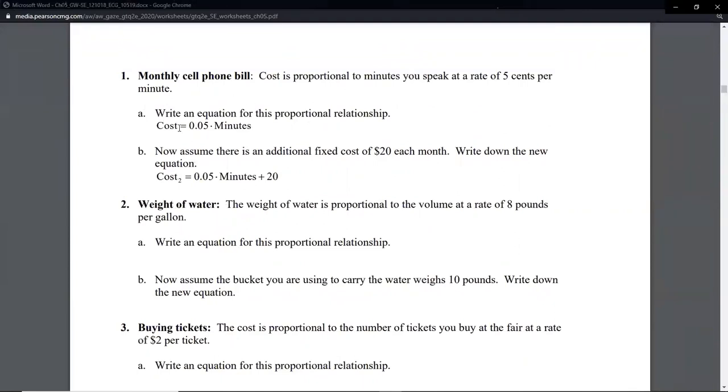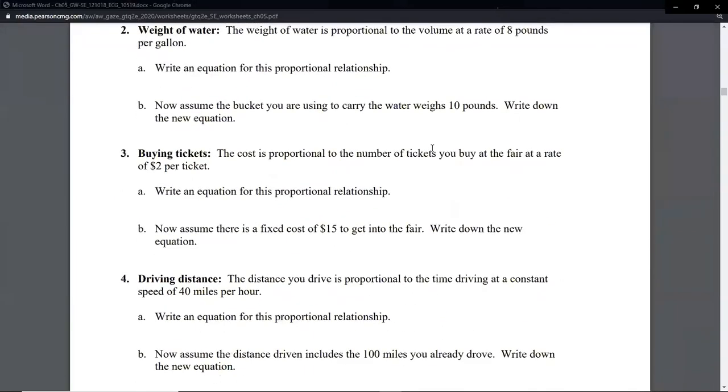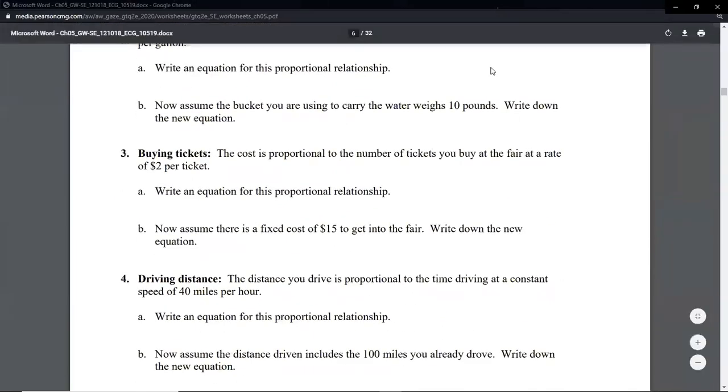For part A, we're only going to write the proportional part, which is only the variable amount. So this is not including the fixed amount. The cost is the 5 cents times the number of minutes. But then for part B, we add in the fixed amount for whatever the problem was. So that's what we'll be doing for questions 2, 3, and 4. Can I get all these on the screen at once? Perfect. All right.